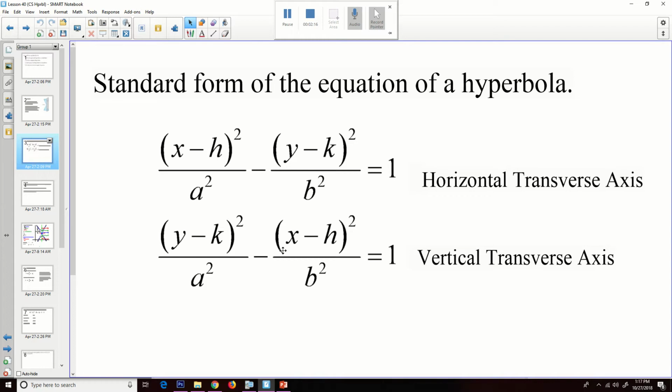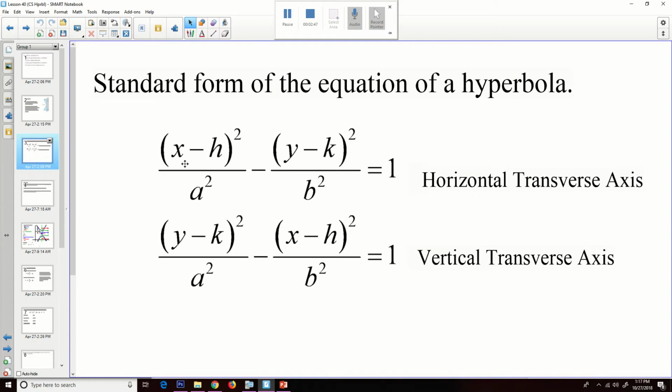The second thing is that in an ellipse, the value that is bigger on the bottom determines the direction of the ellipse, whether it is a vertical major axis ellipse or horizontal major axis ellipse. In the case of a hyperbola, it is not this value a or b. It doesn't really matter what's underneath it. It's the order in which the subtraction occurs.